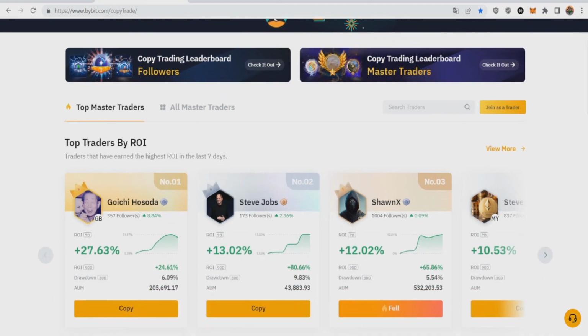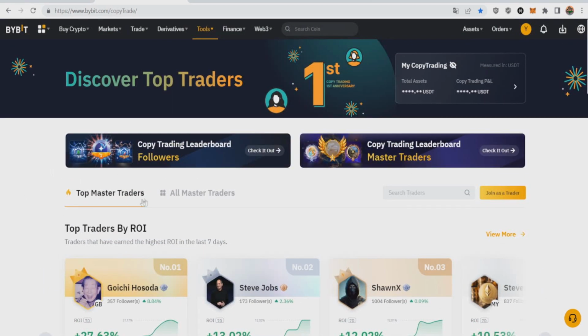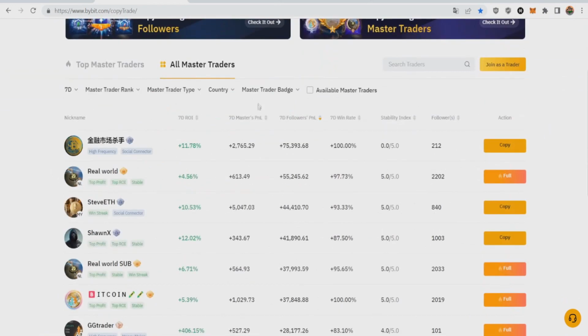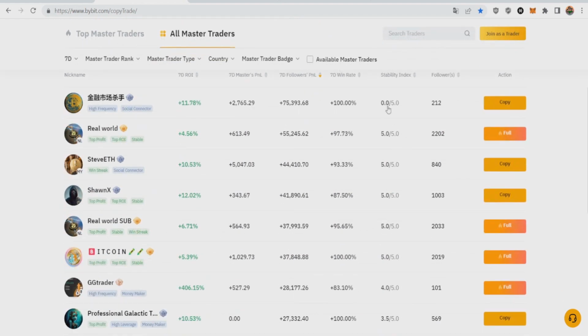So you don't want to go with the top traders by return of investment because some just do really risky trades with a small amount of money. What you want to do is go to all traders and click on most followers profit in the 7 days. And then the few stats you want to see, you want a stability index of 5, because stability index means they're doing stable wins, they're not doing losses and big wins, no, they're stable. So then you want to look at a nice win rate of like 95%. So for example, let's check out real world sub.